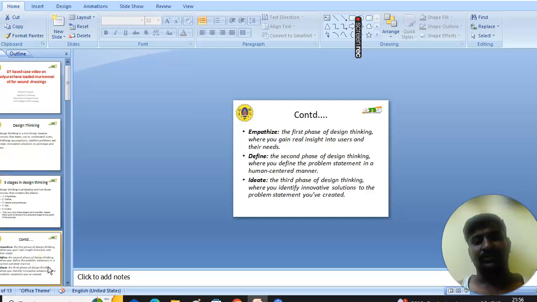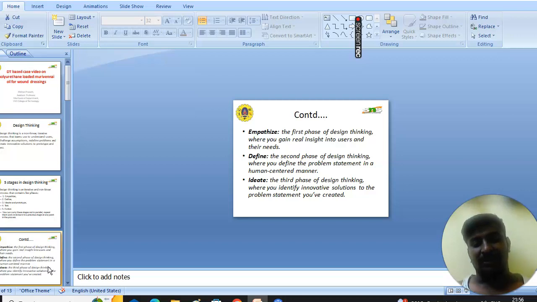The first phase, empathize. The first phase of design thinking, where you gain real insight into users and their needs. The second stage is define. The second phase of design thinking, where you define the problem statement in a human centered manner.